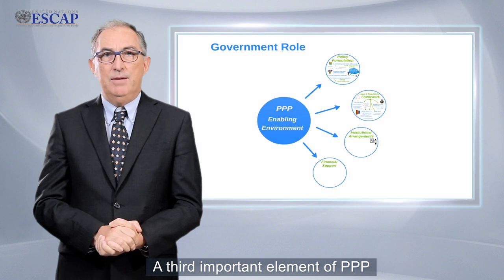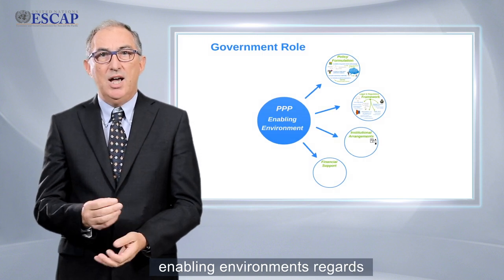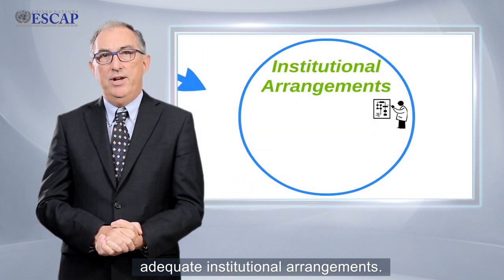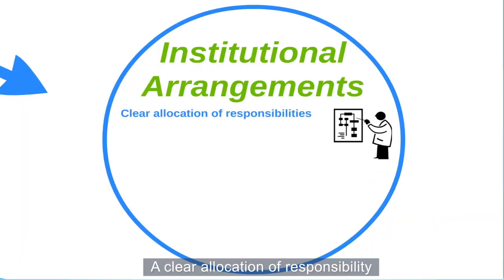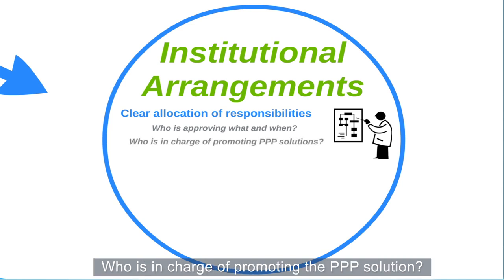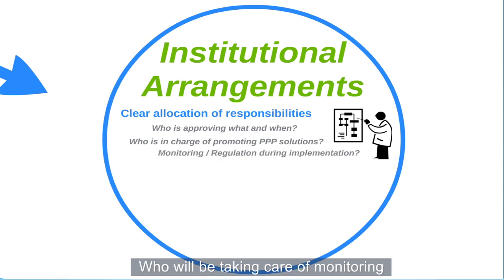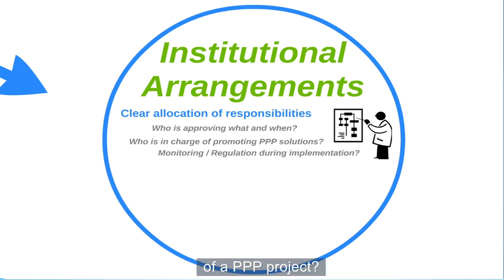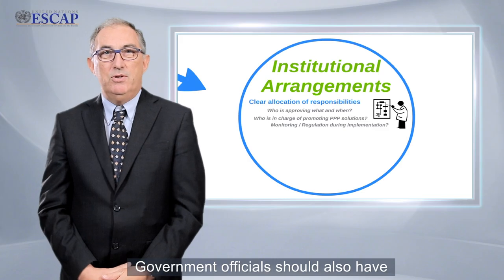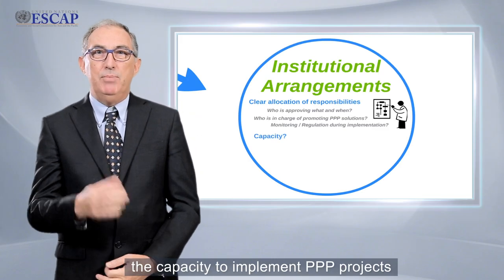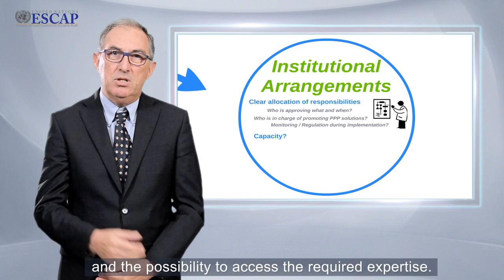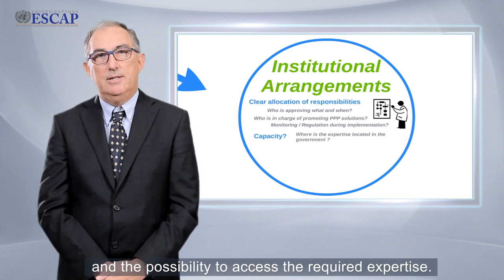A third important element of PPP enabling environments regards adequate institutional arrangements. A clear allocation of responsibility is required to implement a policy. Who is approving what and when? Who is in charge of promoting the PPP solution? Who will be taking care of monitoring and regulation during the implementation of a PPP project? Government officials should also have the capacity to implement PPP projects and the possibility to access the required expertise.